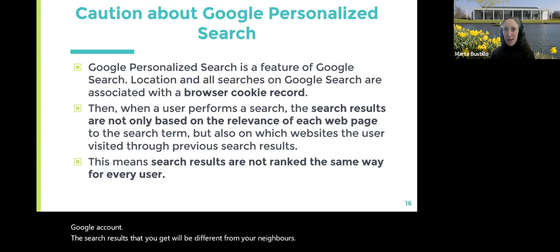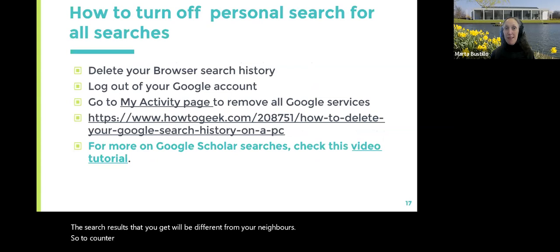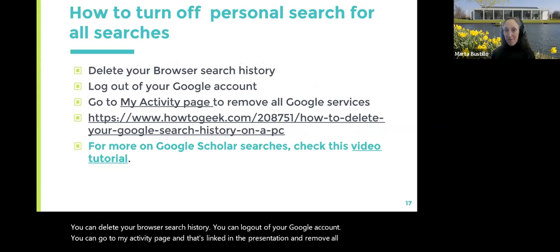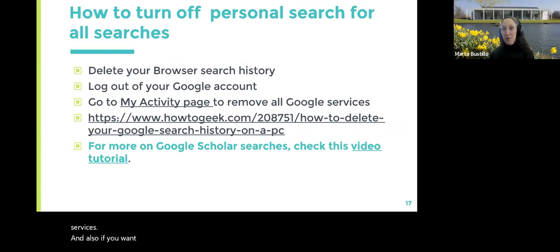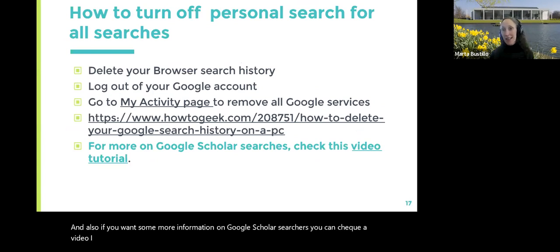So to counter that, you can delete your browser search history. You can log out of your Google account. You can go to my activity page, and that's linked in the presentation, and remove all Google services. And also, if you want some more information on Google Scholar searches, you can check a video tutorial I did last year, which takes 5 minutes to listen to, but it'll give you a lot more tips on how to use Google Scholar effectively.